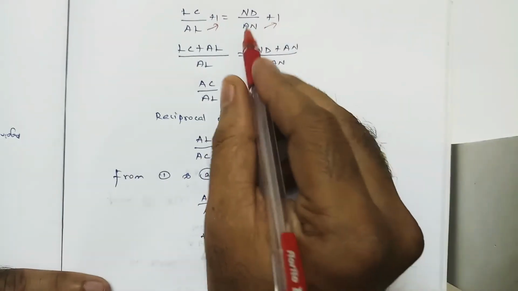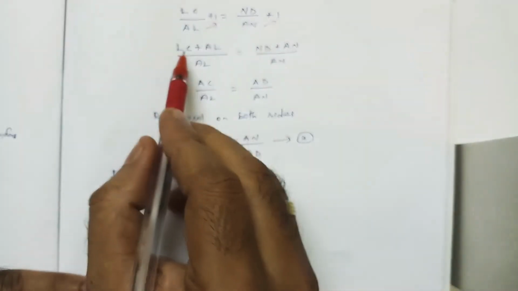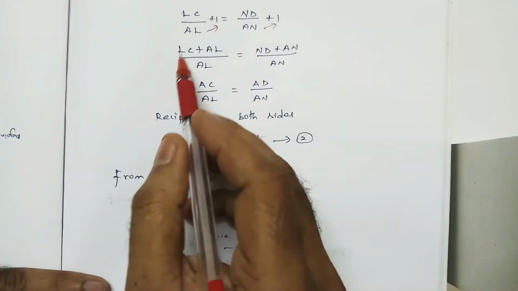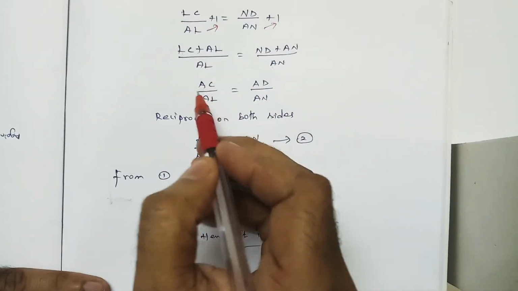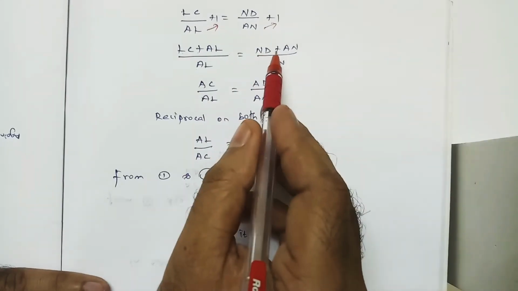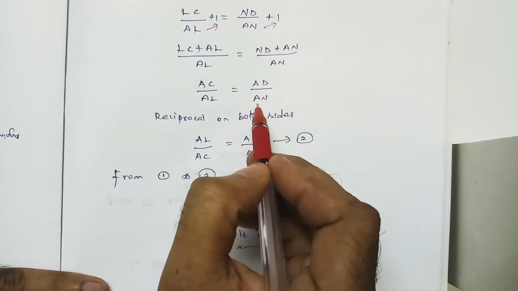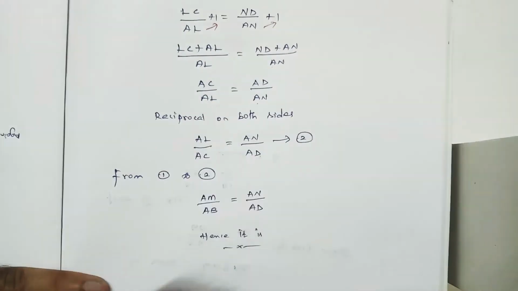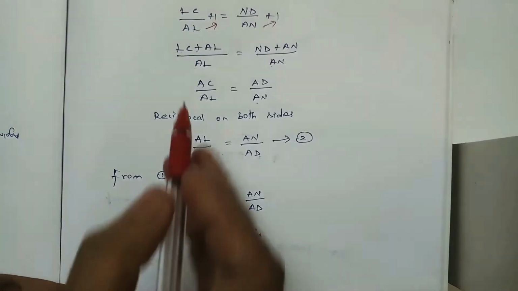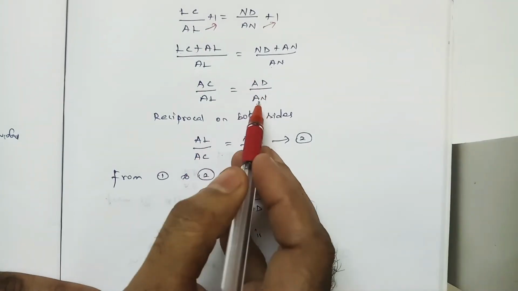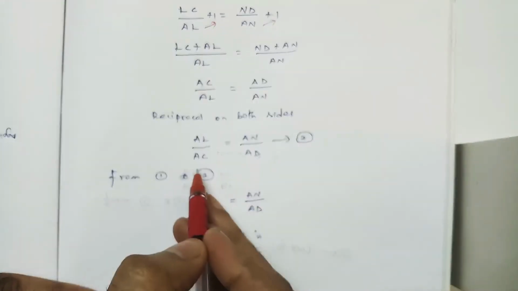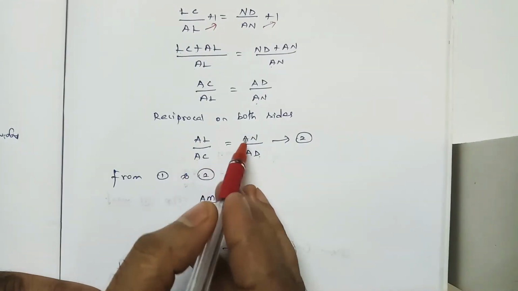Just do the cross multiply. (ND plus AN) divided by AN, and (LC plus AL) divided by AL. Just see the diagram. LC plus AL is nothing but AC, and ND plus AN is nothing but AD. See the proof, what we want to prove: only AN by AD is needed. So just doing the reciprocal on both sides, AL by AC is equal to AN by AD.